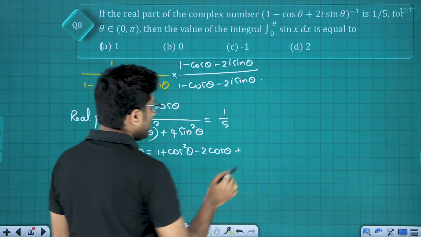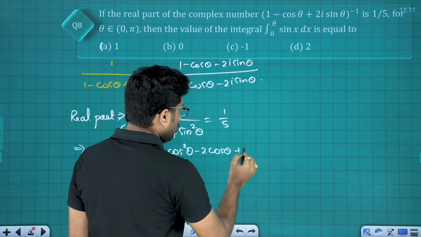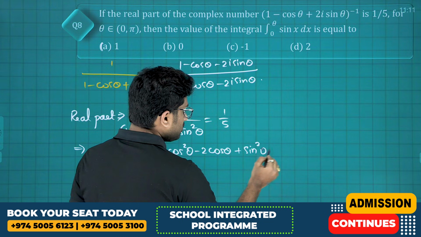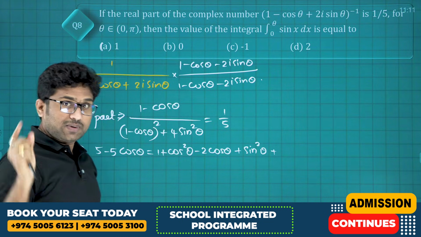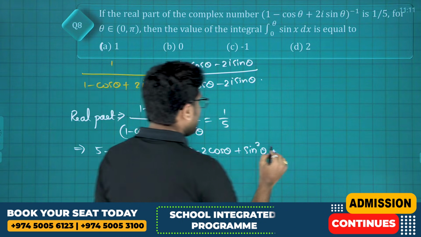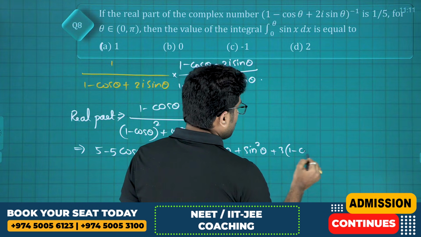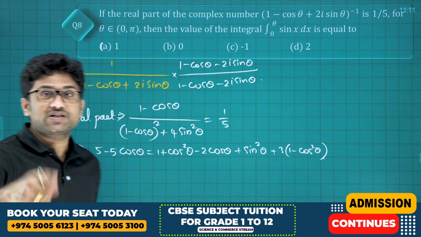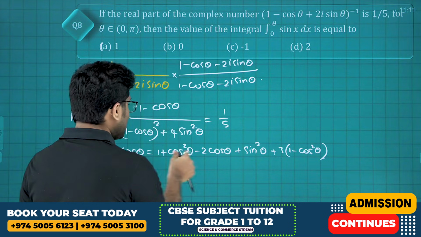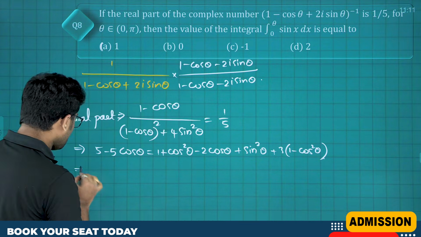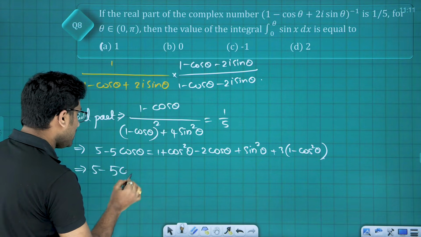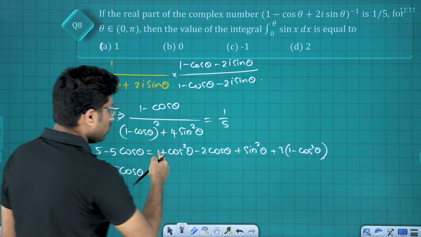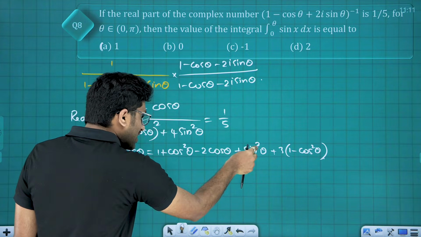That 4 sin square we can write as 1 sin square theta plus the remaining 3 sin square theta, which we can write as 3 times 1 minus cos square theta, friends. Because we have cos, let's try to express everything in terms of cos. Now sin square plus cos square is 1. So 5 minus 5 times cos theta is equal to 1 plus cos square plus sin square, which is again 1.